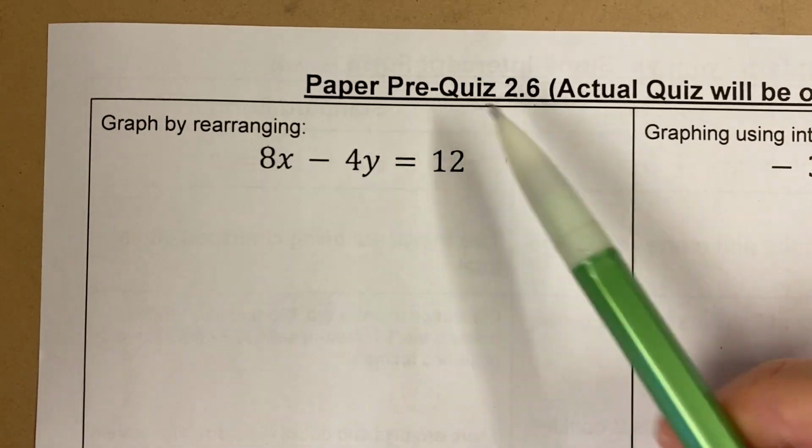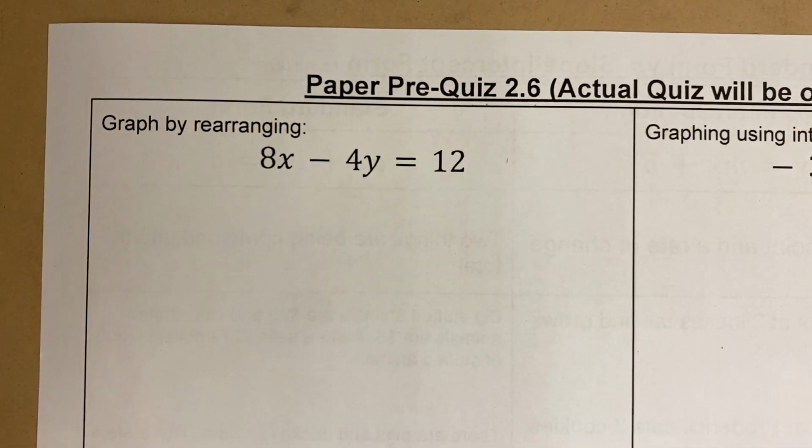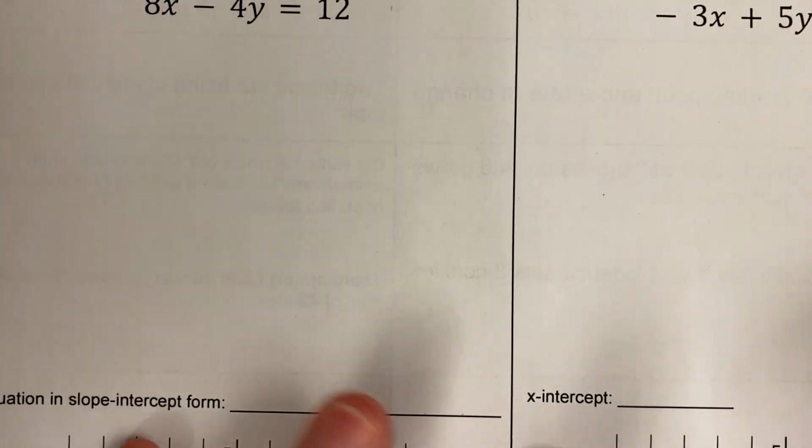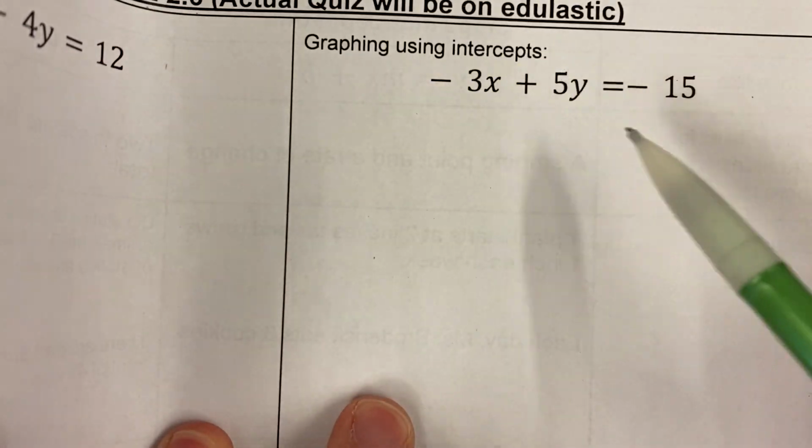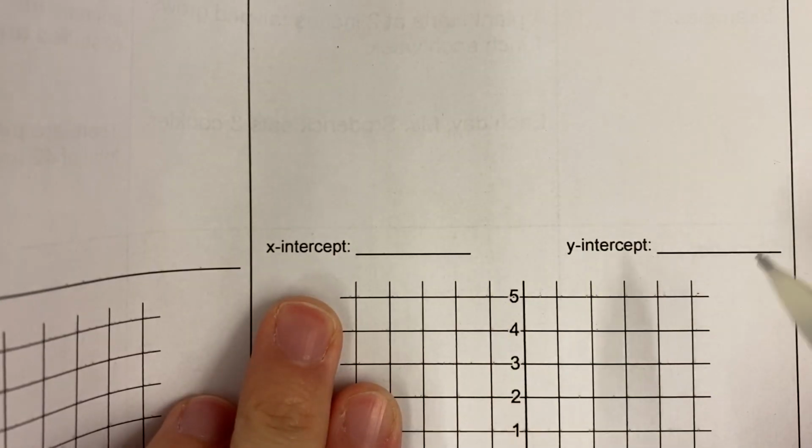Okay, when we are graphing in standard form, we have two options for how we can graph a line. One option is we can rearrange it into slope-intercept form, and another option is we can use the intercepts, the x and y intercepts, which are 2 points.